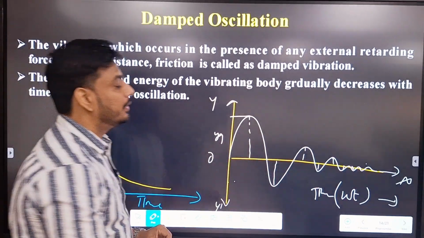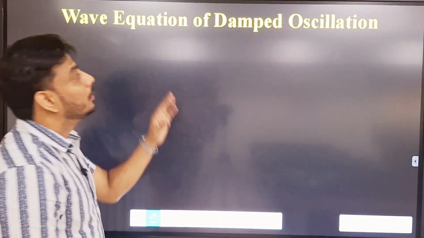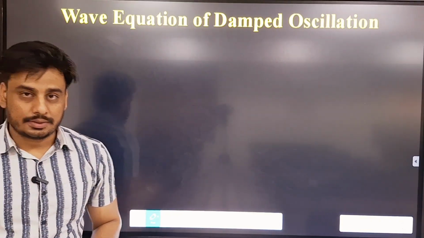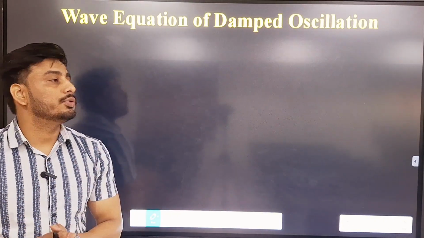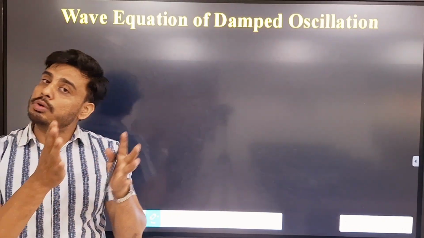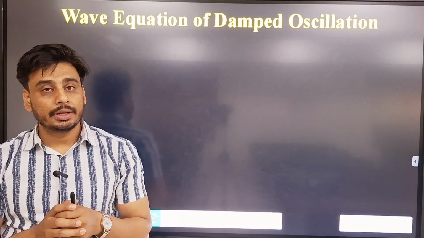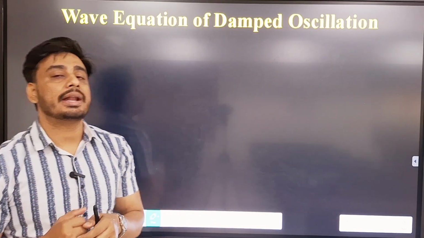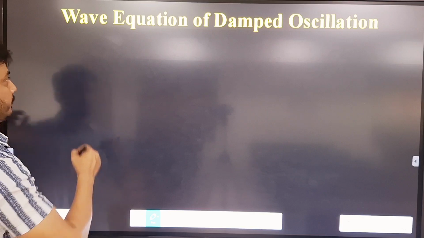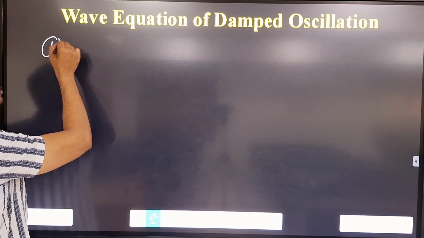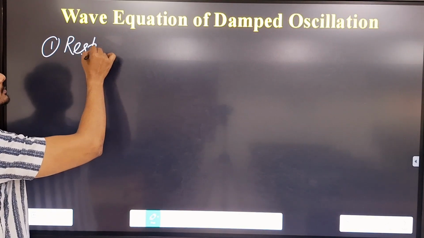Next, we will derive the wave equation of damped oscillation. In order to derive it, we have to find out what forces are involved here. Once we find the forces, you can rearrange to find the damped equation. The different forces are, one is the restoring force.